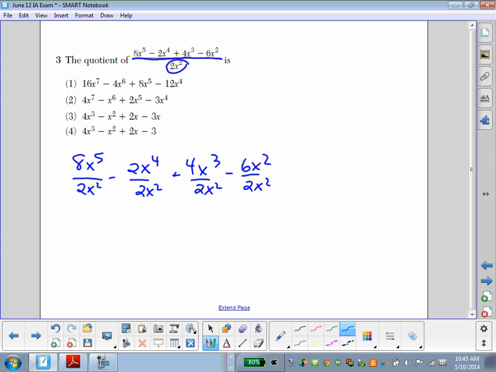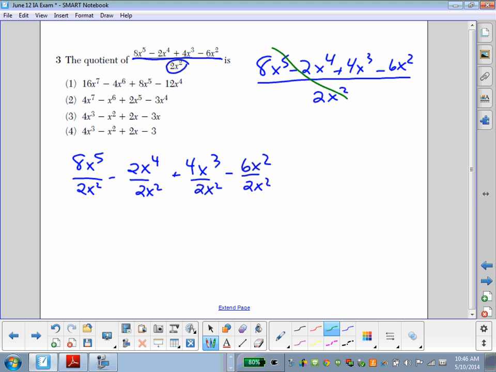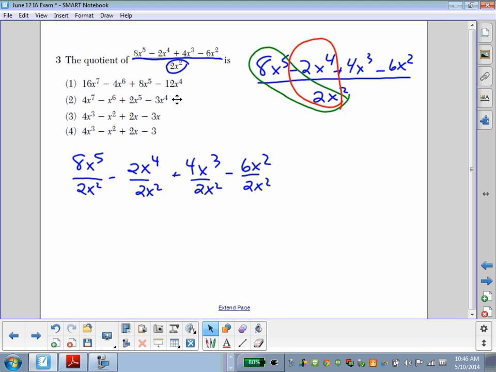Other teachers will write it out 8x to the 5th minus 2x to the 4th plus 4x to the 3rd minus 6x squared all over 2x squared. And then they'll say, remember, you have to divide this by this, and then you have to divide this by this, and then you have to divide this by this. So all of them have to be divided by the 2x squared.